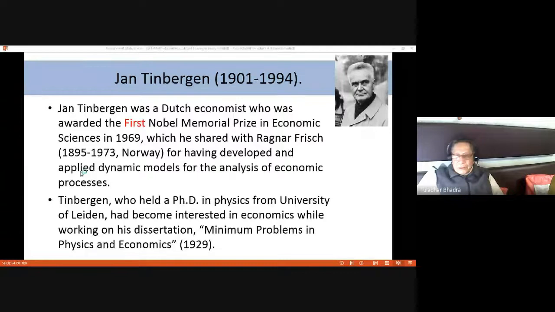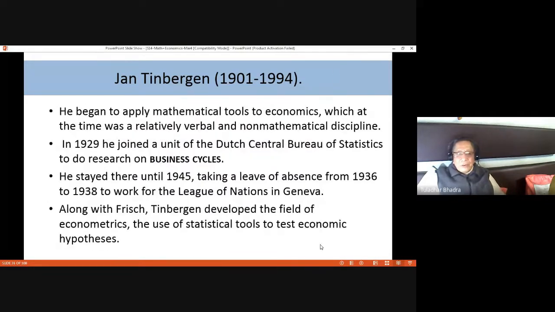And this Tinbergen, who held a PhD in physics from the University of Leiden, became interested in economics while working on the dissertation, minimum problems in physics. So he began to apply mathematical tools to economics, which at the time was a relatively formal and non-mathematical discipline. In 1920, he joined a unit of the Dutch Central Bureau of Statistics to do research on business cycles. He stayed there until 1945, taking a leave of absence from 1936 to 1938 to work for the League of Nations in Geneva.